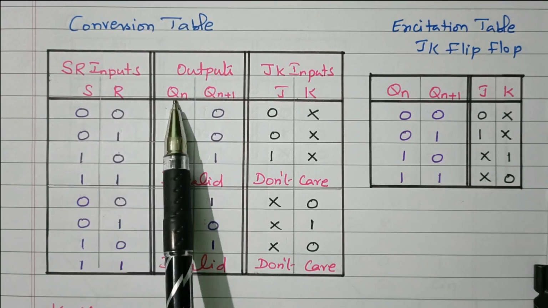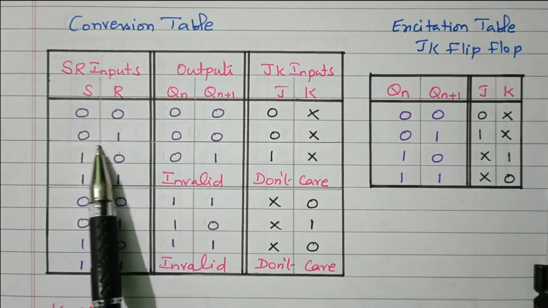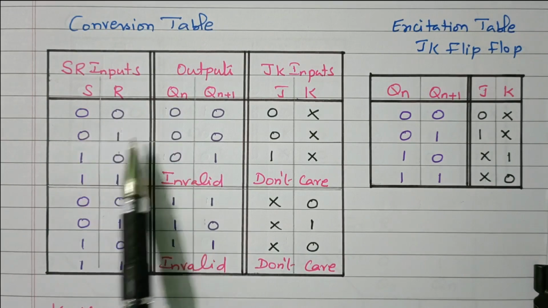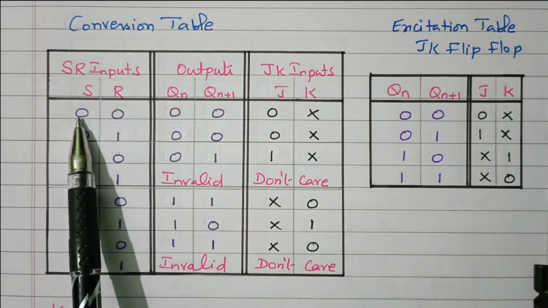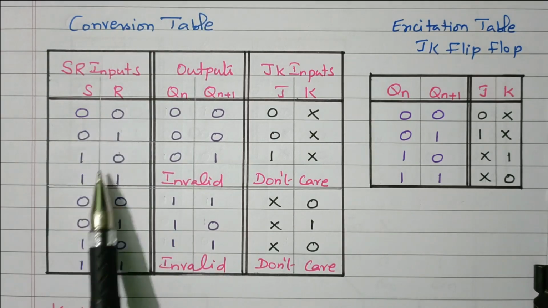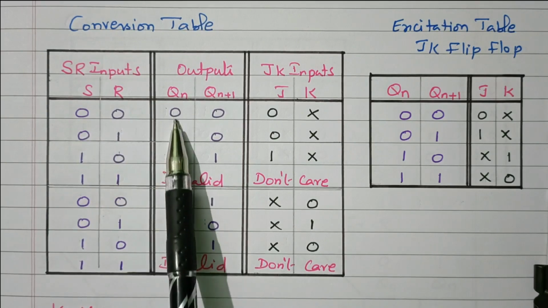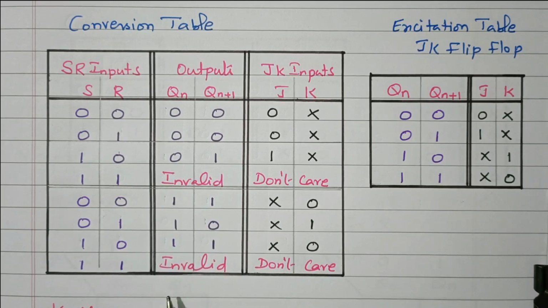So 3 variables, 2 to the power 3, 8 combinations are available: 0 0, 0 1, 1 0, 1 1 for S and R. Again the same 4 combinations. In the first four cases, the present state is 0, in the next four the present state is 1. So totally 8 combinations.